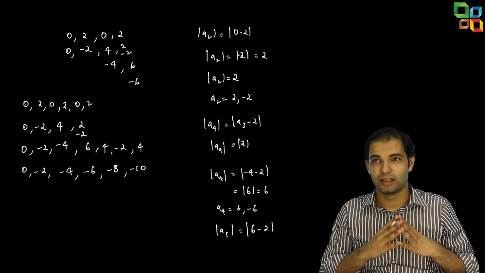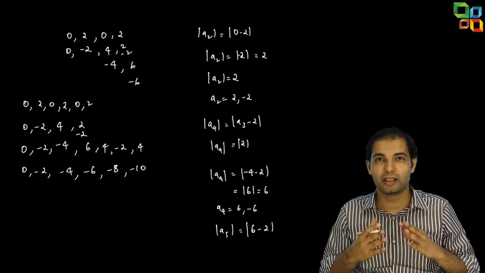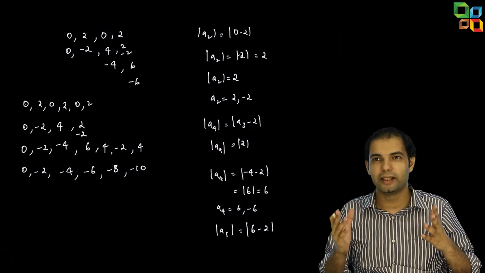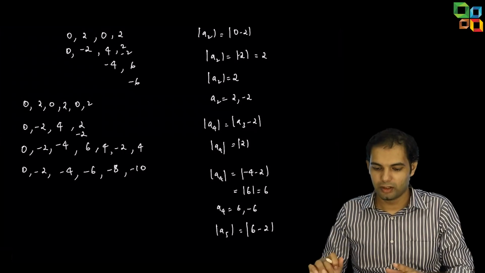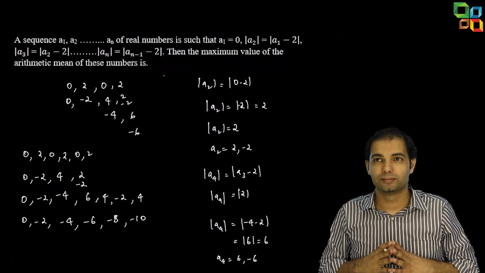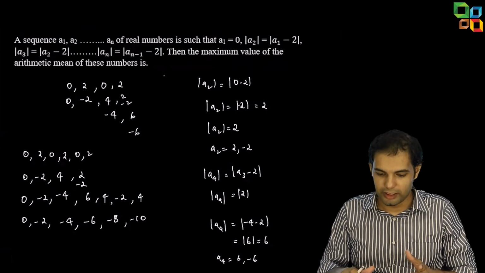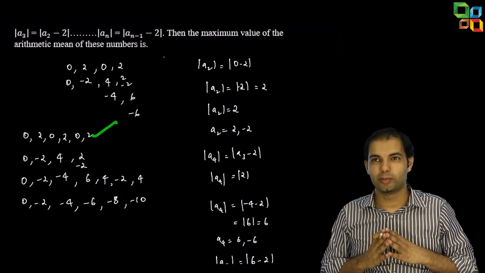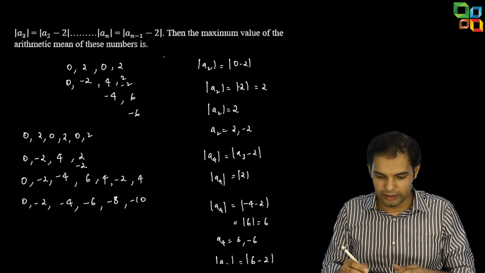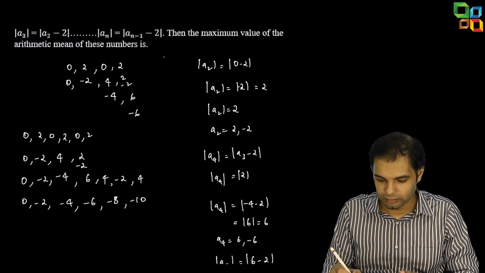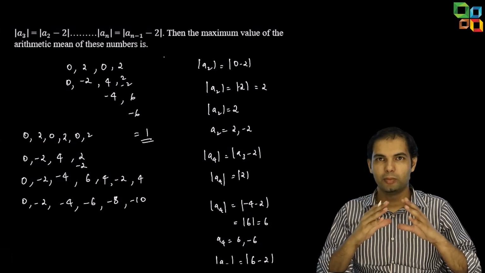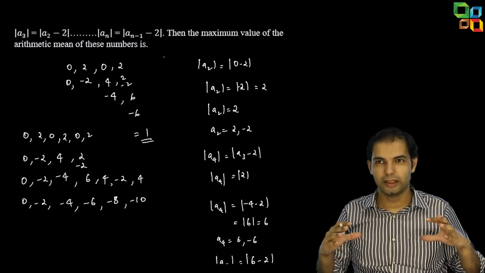Now the question is, look at the question. The question doesn't end here. It doesn't say find a pattern. This is what he simply wrote down, the formula, and tried to analyze the problem. That's it. The question is the maximum value of the arithmetic mean of these numbers. So for example, I choose the first pattern. Take the arithmetic mean. In this case, you can see the arithmetic mean is equal to 1. What is the arithmetic mean? Sum of the numbers divided by the total numbers, right?